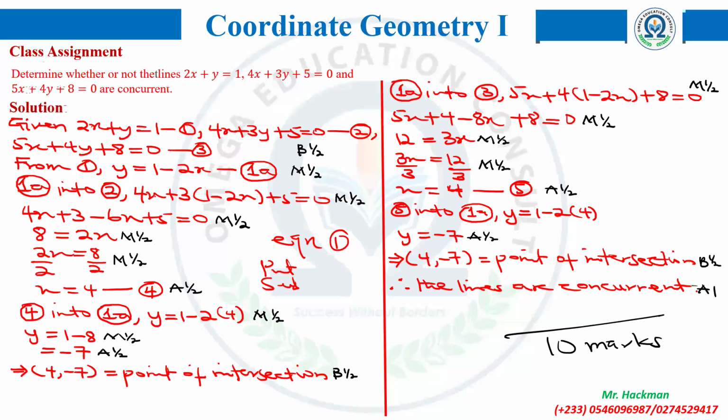So at this point, what do you do? You expand. You get 4x, then 3 times 1 gives 3, and 3 times minus 2x gives minus 6x, plus 5 is equal to 0. Ordinarily, I should have written 4x minus 6x, which gives minus 2x, is equal to, then I get 3 plus 5, which is 8. So I will have minus 2x plus 8 is equal to 0.